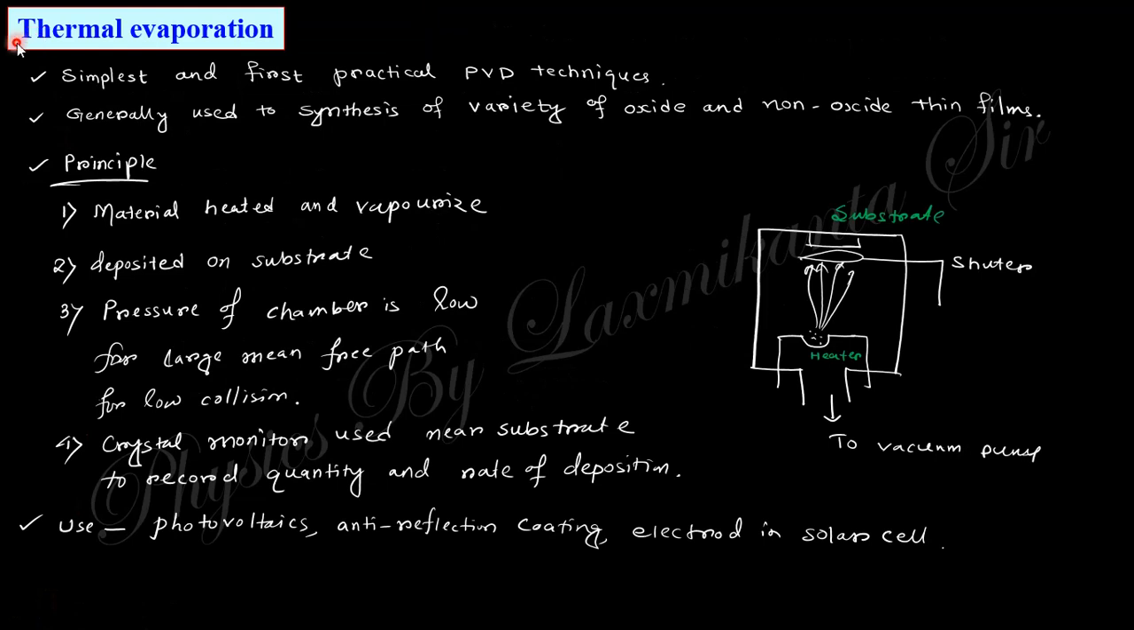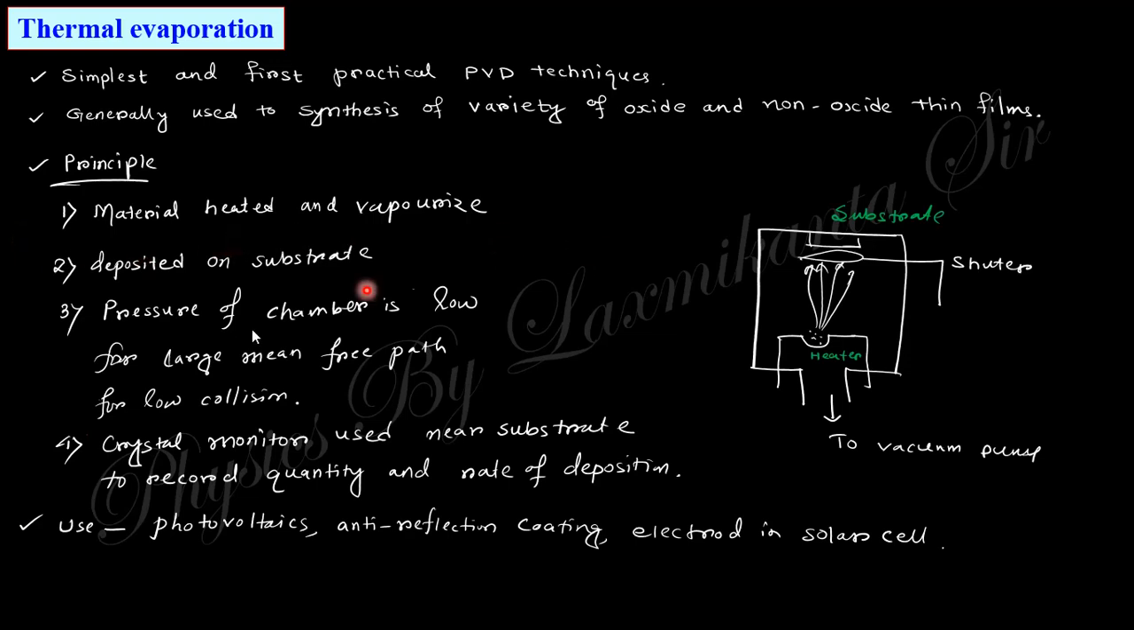The first common example of PVD, that is physical vapor deposition, is the thermal evaporation system. You can see there is a heater. At first, this chamber is evacuated by this pump. Then the heater is turned on. The material melts, and this vapor is deposited on the substrate, and there are shutters used to control the deposition.